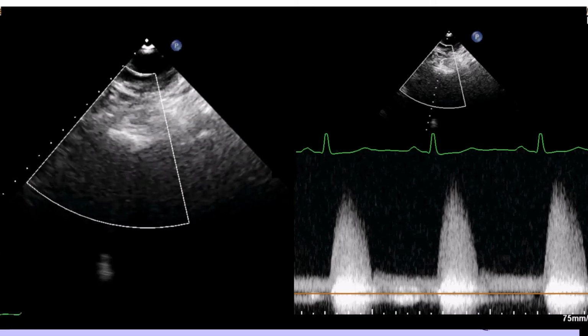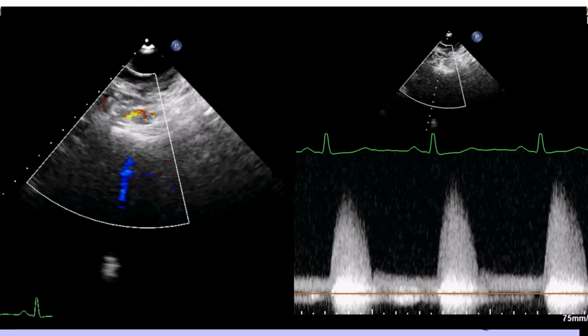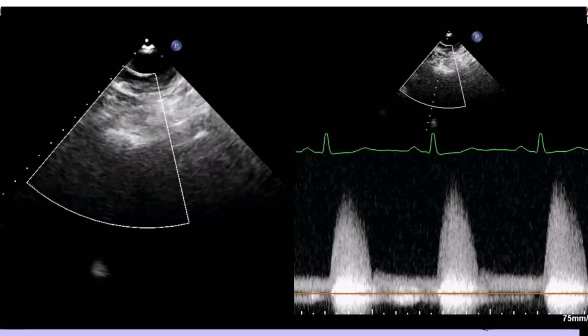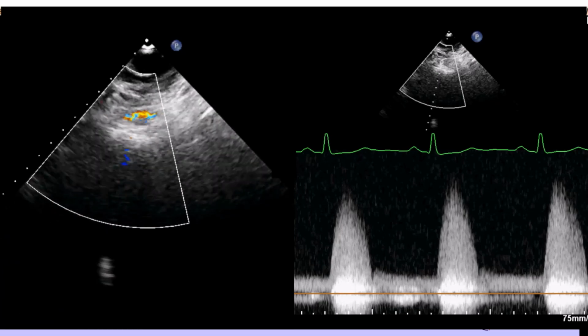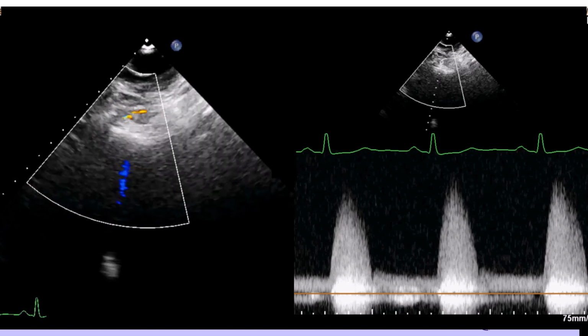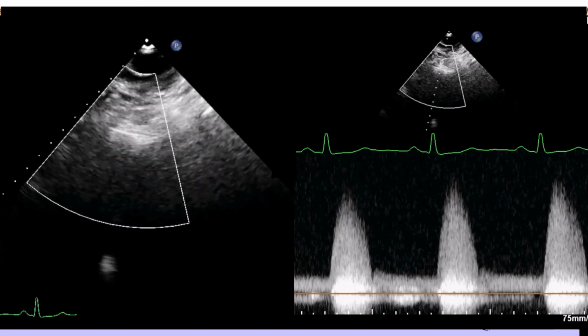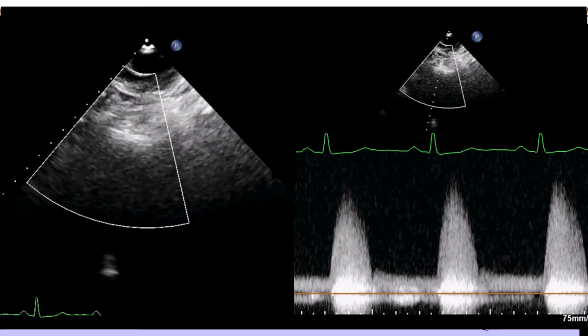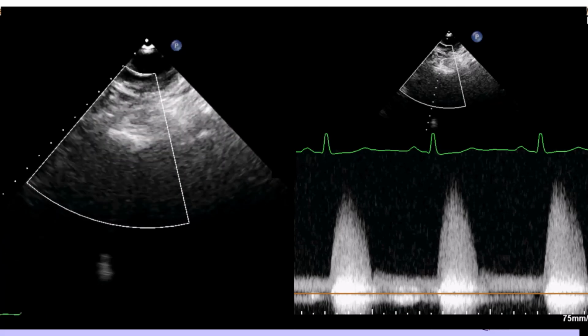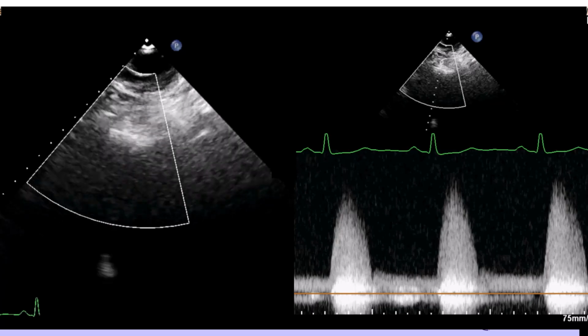The high velocity was due to stenosis of one of the arch vessels, which was later found to be a tightly stenotic left common carotid artery. And you can see the turbulent flow in the arch vessel on the left-hand side of your screen.